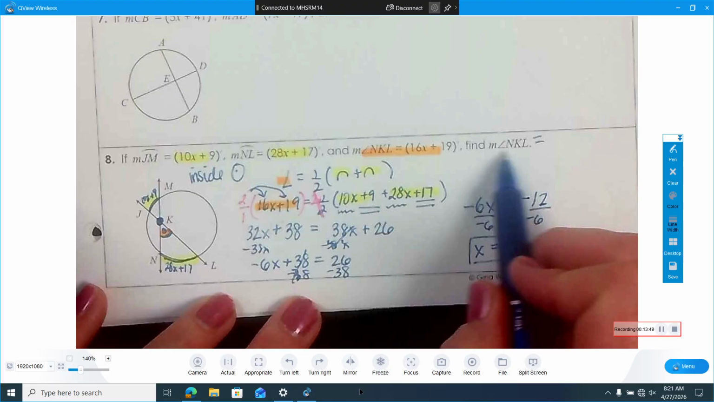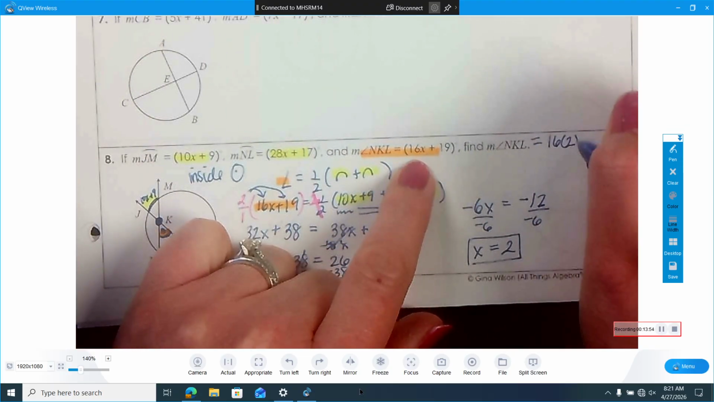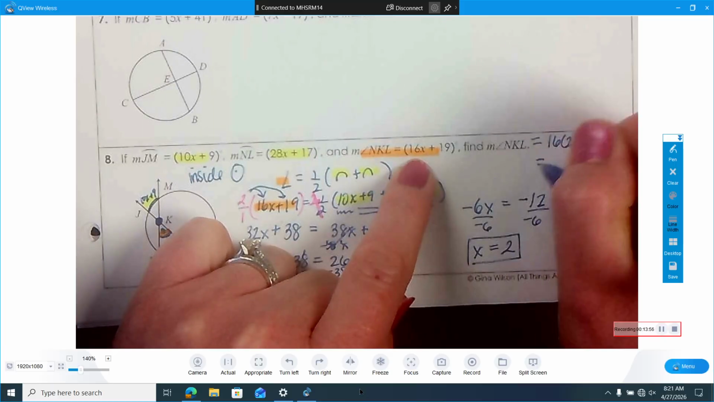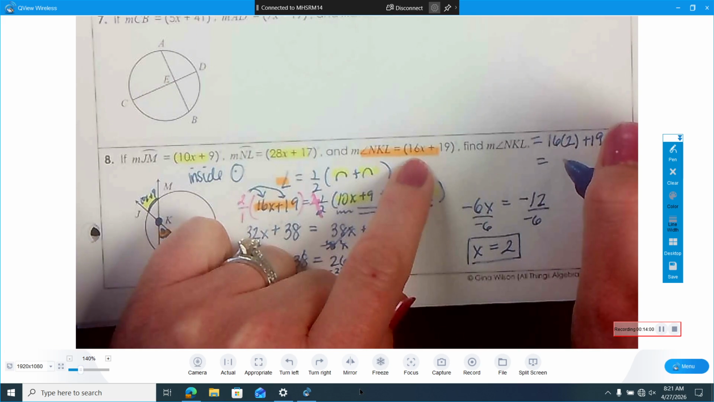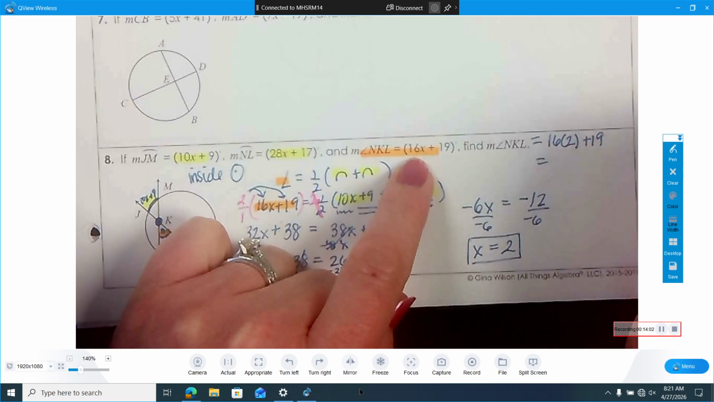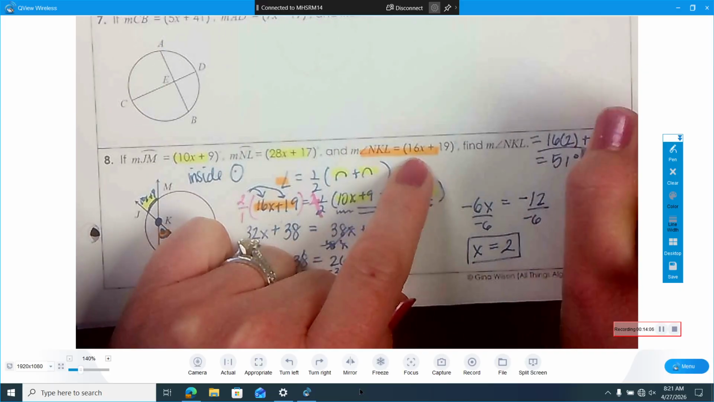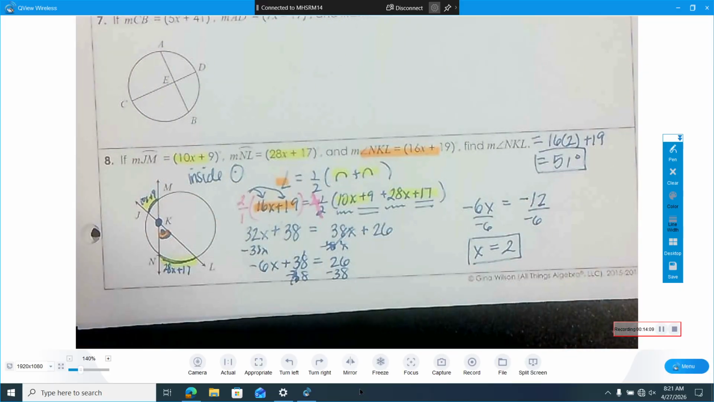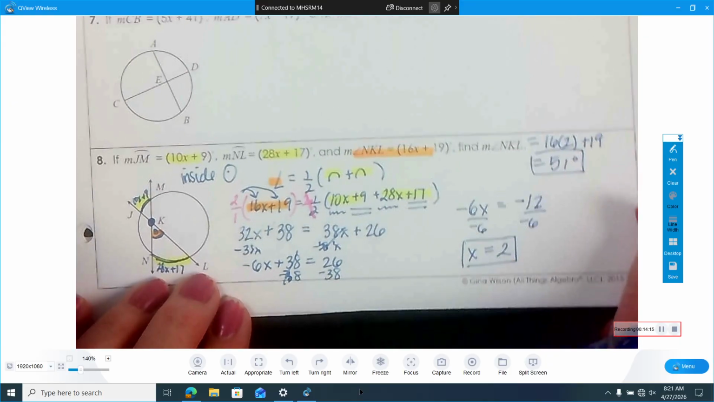We want to find the measure of angle NKL, which is right here. So that's going to be 16 times the 2 that we found plus 19. So we get 32 plus 19, which is 51 degrees. All right. Any questions on that? Okay. So again, it's all about the setup. Let's turn the page.